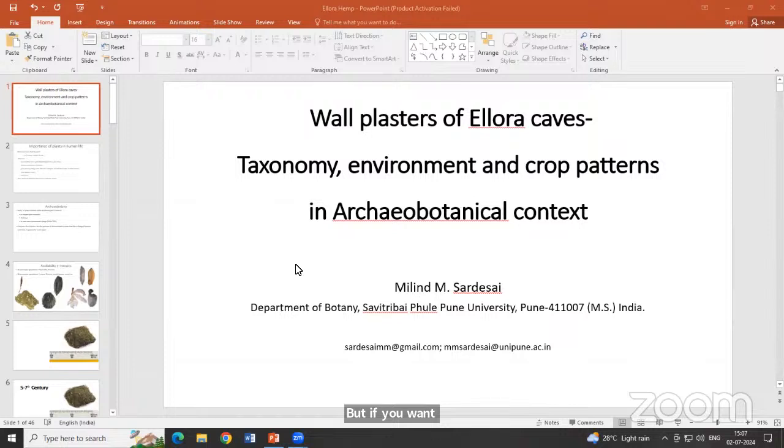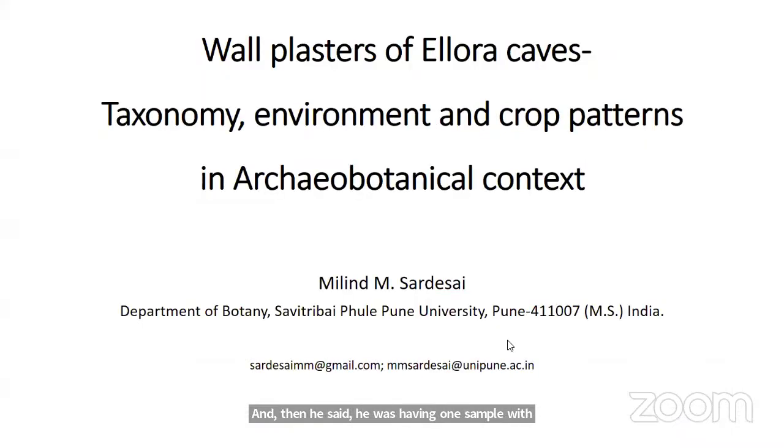When I was there in Aurangabad, at Dr. Babasaheb Ambedkar Marathwada University, the then controller of examination, Professor Ashok Chavan, called me over a cup of tea to his office. When I went to his office, one person from the Archaeological Survey of India was sitting with him. He was having one sample with him, and he said, "Can you identify this sample for us?"